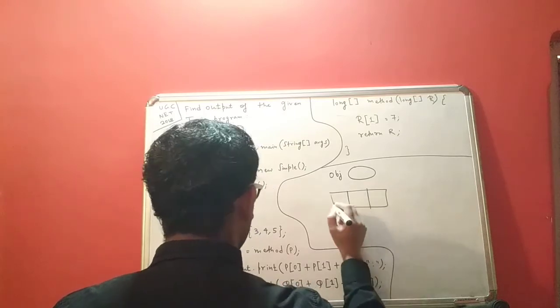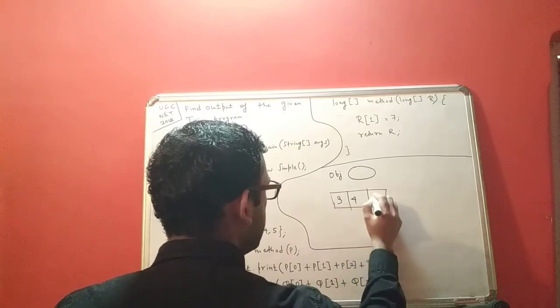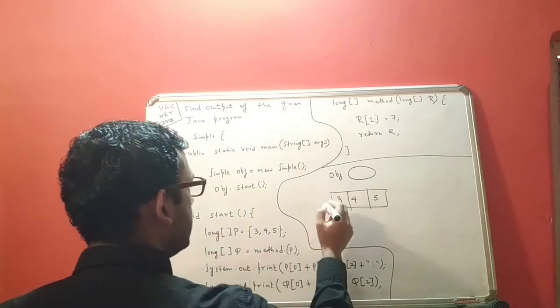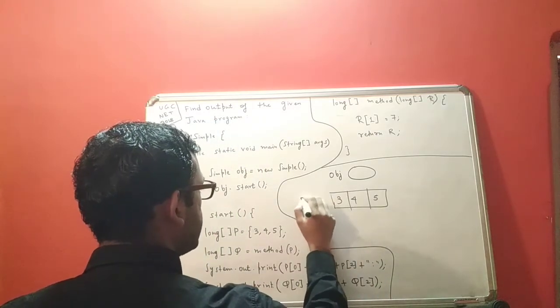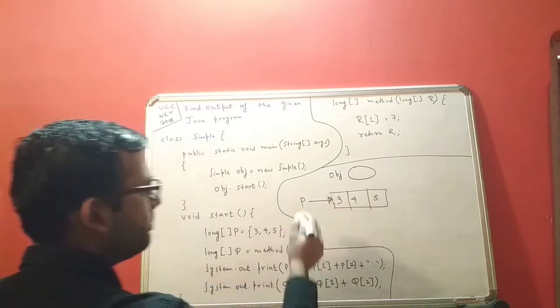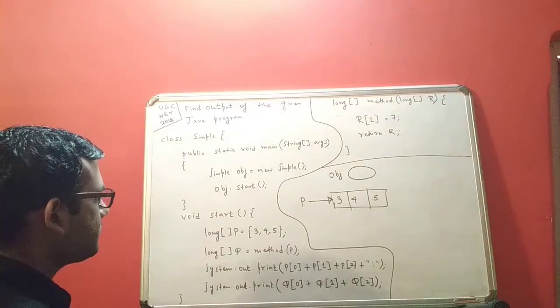Remember, arrays in Java work slightly differently from what you would find in C or C++. Arrays in Java are handled using reference types. So P will simply be referring to this array.